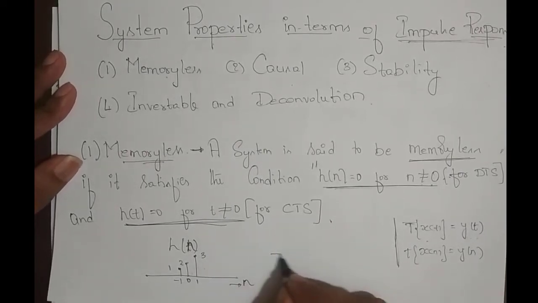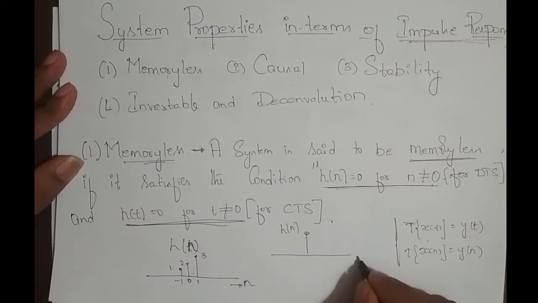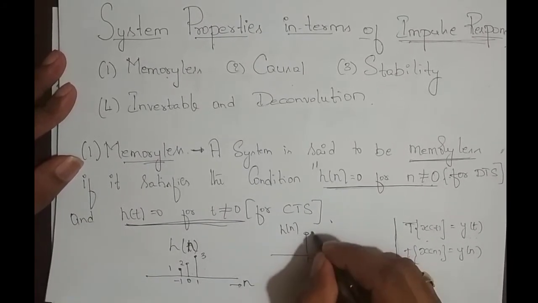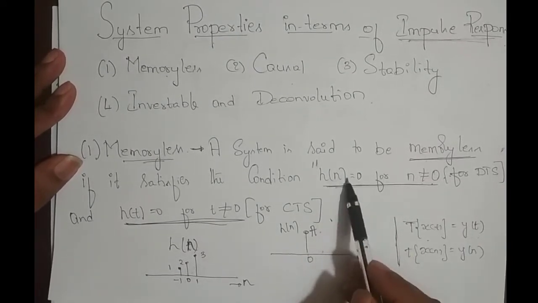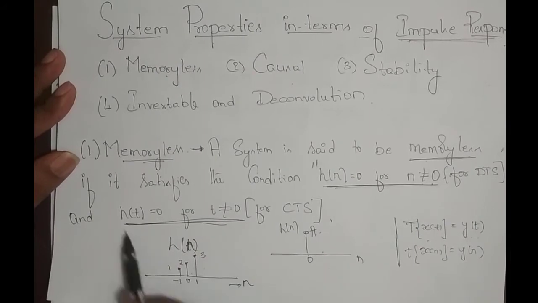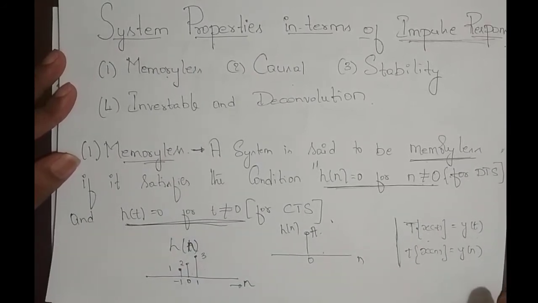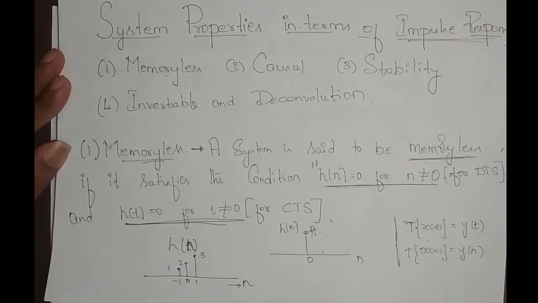Okay. So if the impulse response is something like this, at n equal to 0, I have some amplitude A, then this condition satisfies, right? h of n is 0 for n not equal to 0. So other than 0, all values of n are 0, right? In that case, the system is memoryless. Okay. And the same condition holds good for continuous time system also. So h of t equal to 0 for t not equal to 0, right? Okay. Fine.